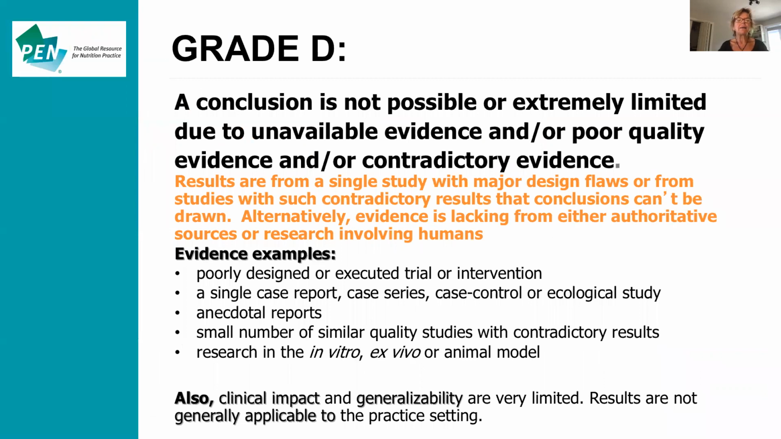And grade D, it's fine to say, if it's such a poorly designed or executed trial, or based on a single case report or case series, in vitro, ex vivo, or animal models, or with such contradictory results. In some of those cases, we don't need to be describing the evidence for those. We can just say there is no evidence. If it is from a case series or case control, or it's very contradictory, it would be good to at least have a brief description of it, but to say that we really can't make a conclusion because it's too limited.